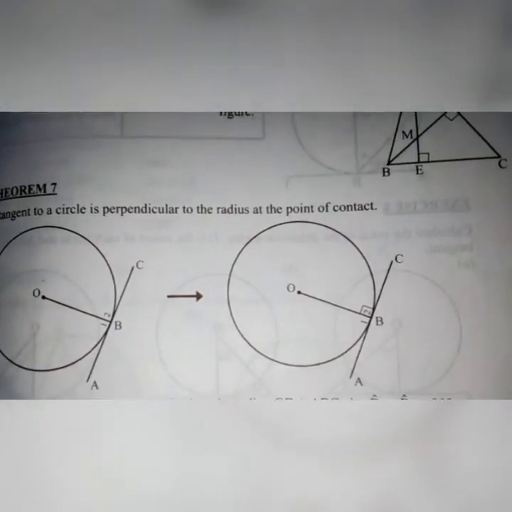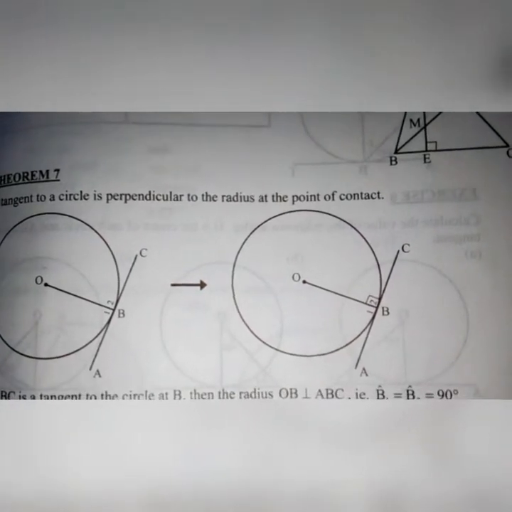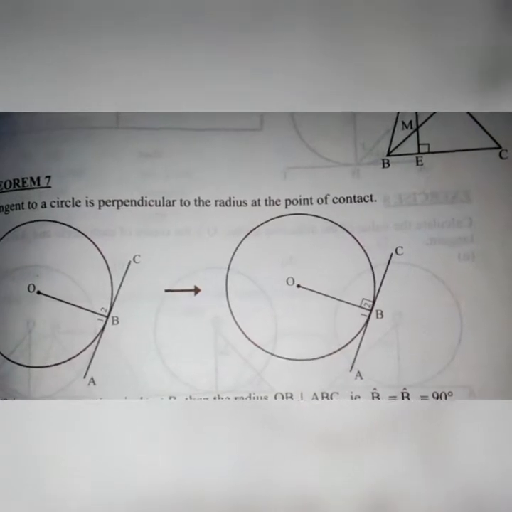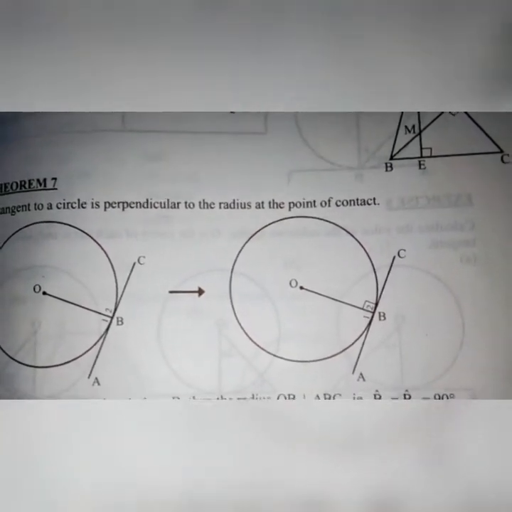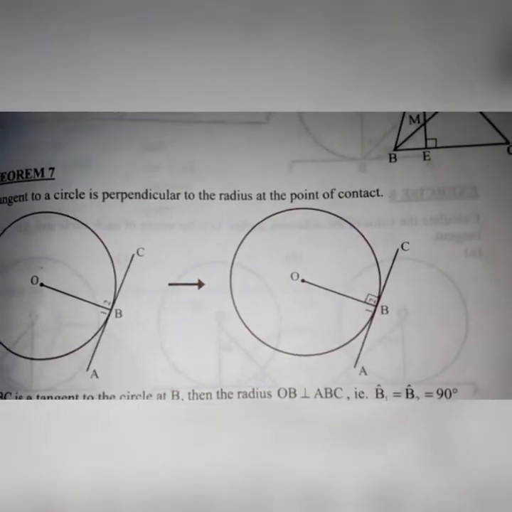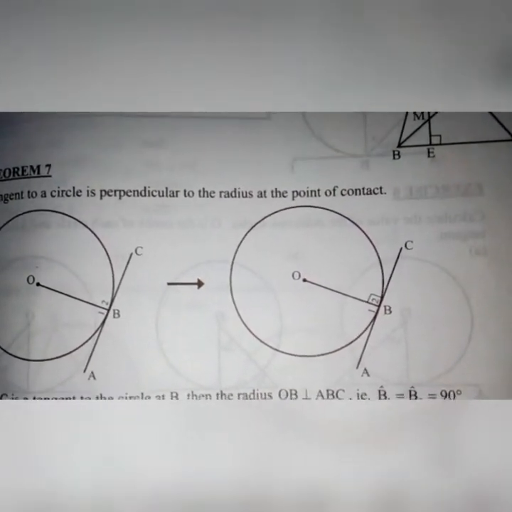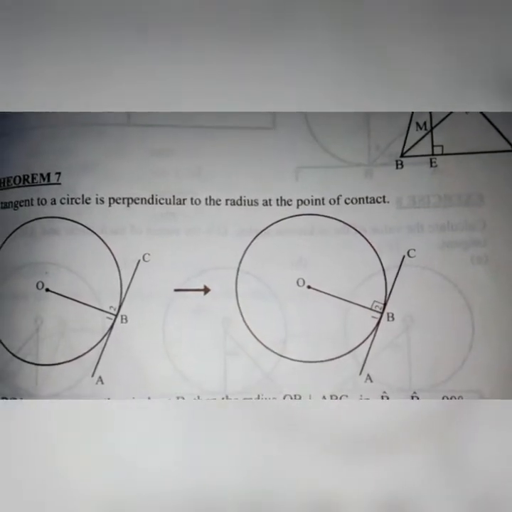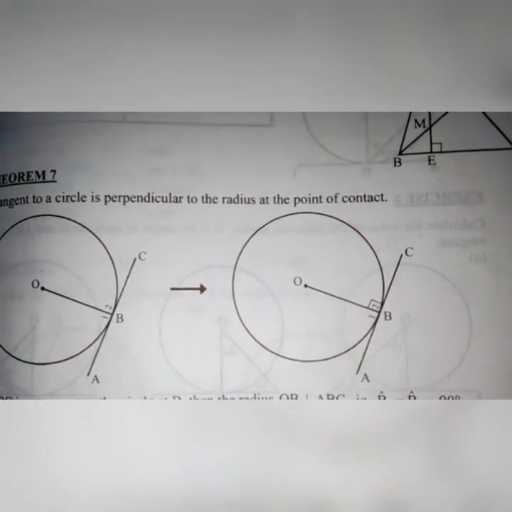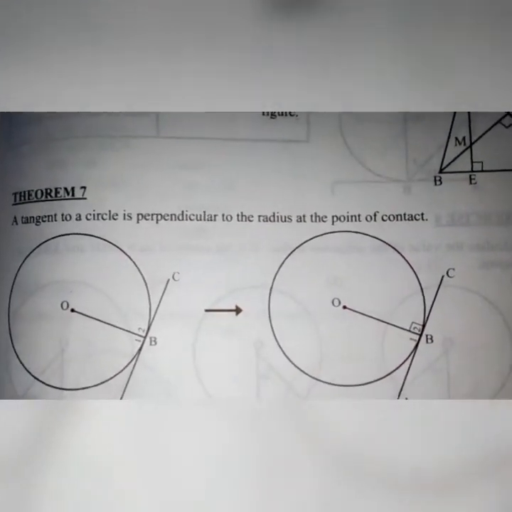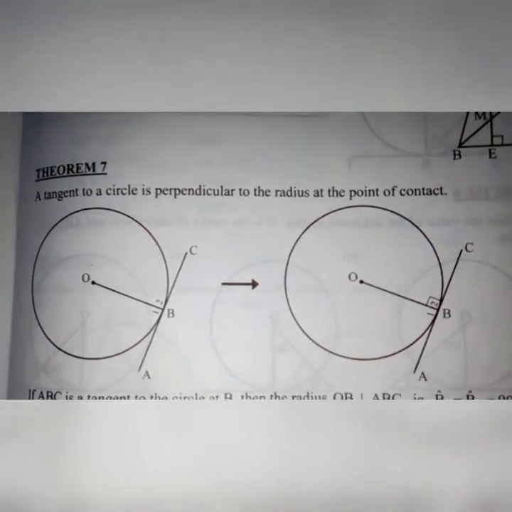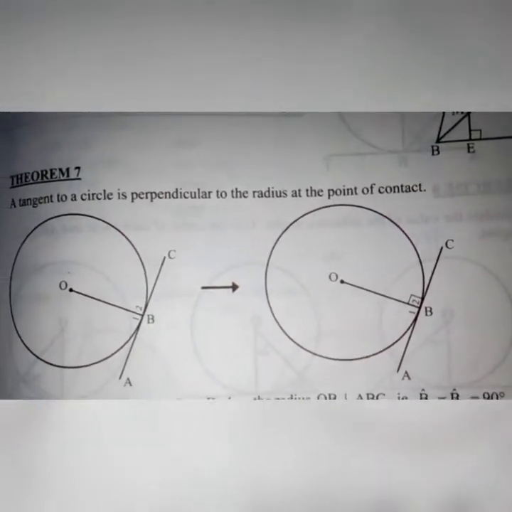It continues to say a tangent to a circle is perpendicular to the radius. So here we have a radius OB. This radius is perpendicular to our tangent ABC, which means angle B1 is equal to angle B2, and they are all equal to 90 degrees. They are perpendicular. And don't worry, this theorem is not examinable, so they can never ask you to prove this at a test or an exam.